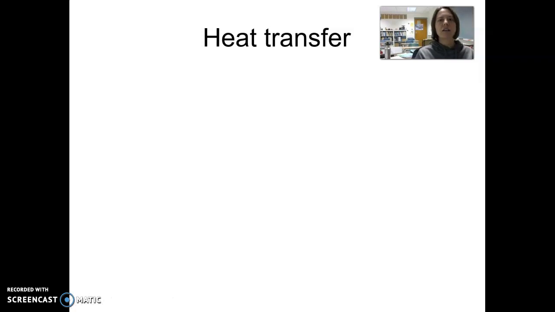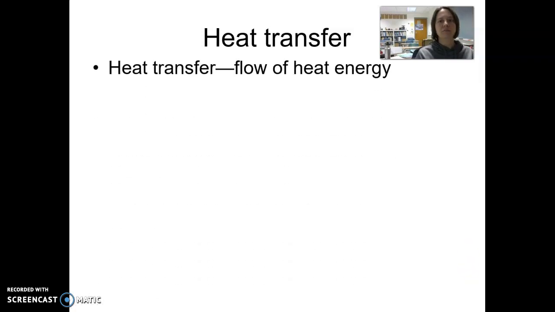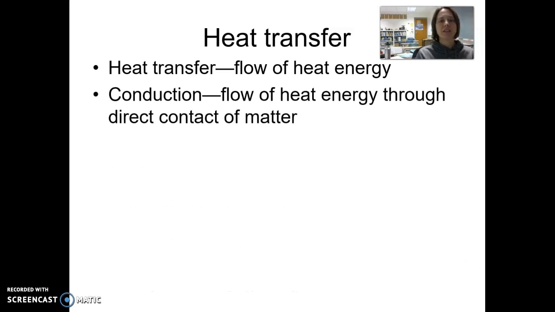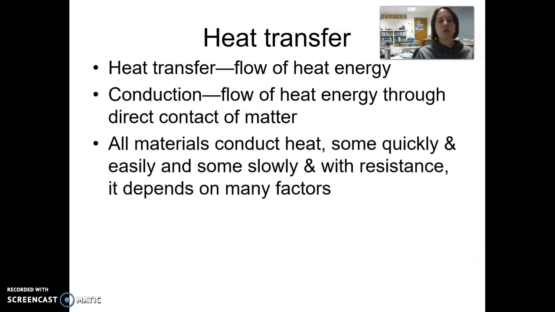Okay, the last thing we're going to talk about is heat transfer, so please write this down. Heat transfer is the flow of heat energy. So not Q, but how much, where it's going. So one type is conduction. It is the flow of heat energy through the direct contact of matter. So when my bottom is sitting on some metal football bleachers, heat is going from my body into the metal bleachers. Direct contact. So all materials conduct heat, some quickly and easily, others slowly and with a lot of resistance. And this depends on quite a few factors.